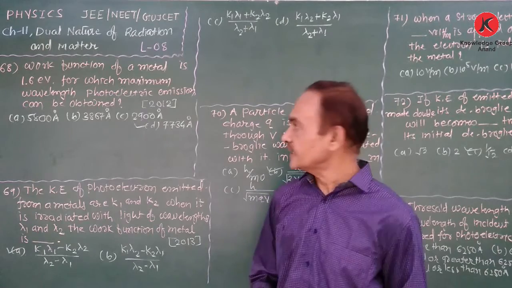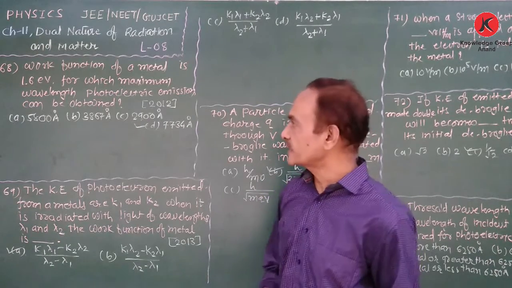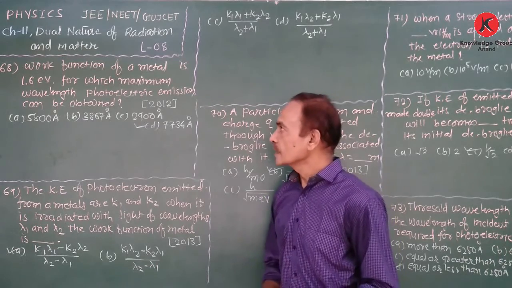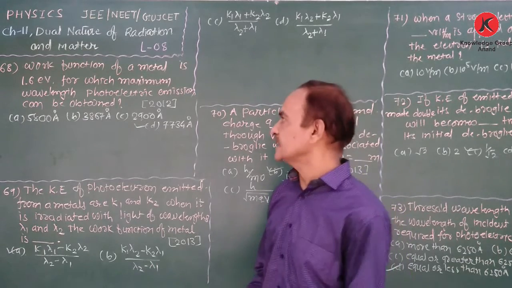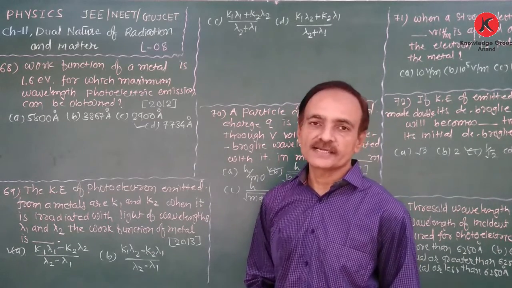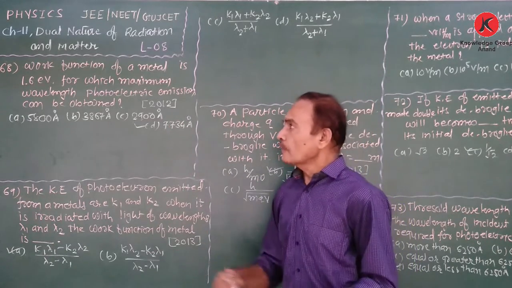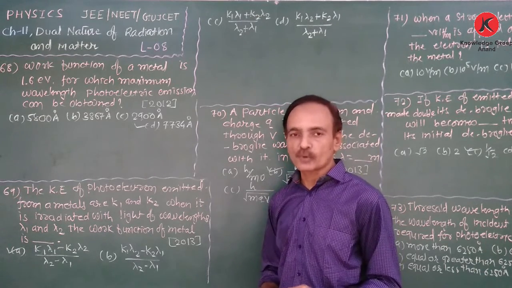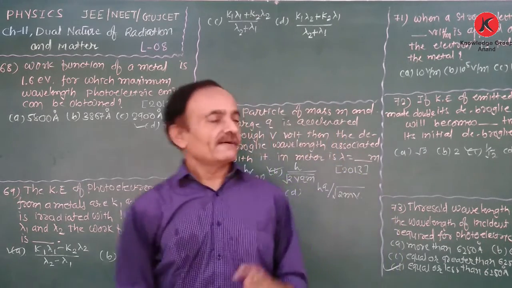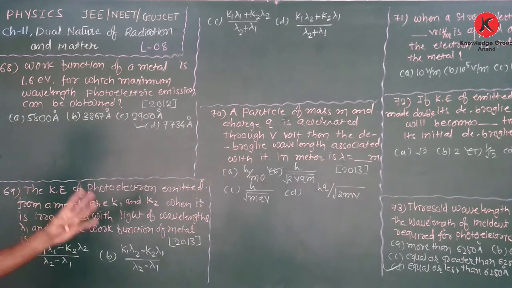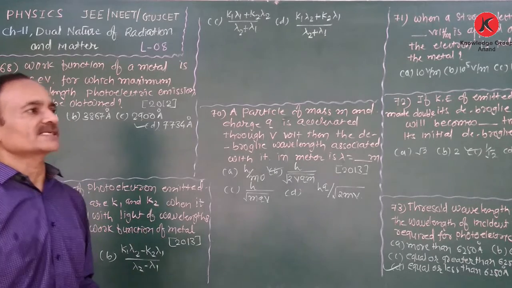The question is that the work function of a metal is given as 1.6 electron volt. For which maximum wavelength is photoelectric emission obtained? For a certain metal, the work function is given as 1.6 electron volt. What is the maximum value of wavelength required to produce the photoelectric emission?